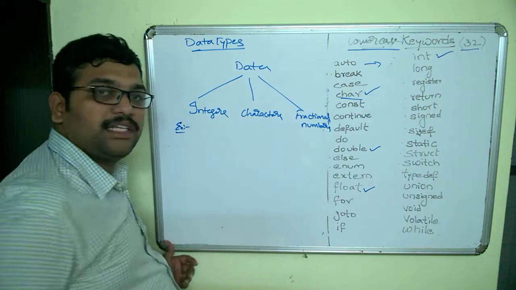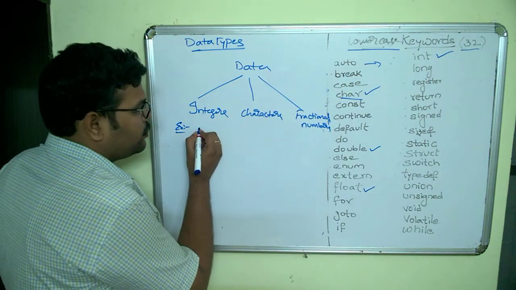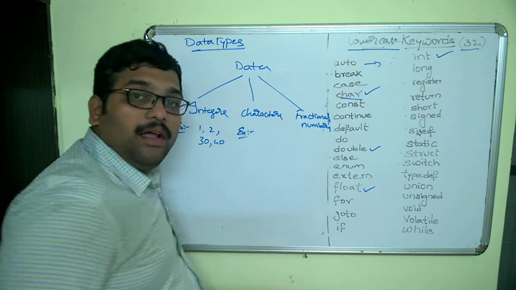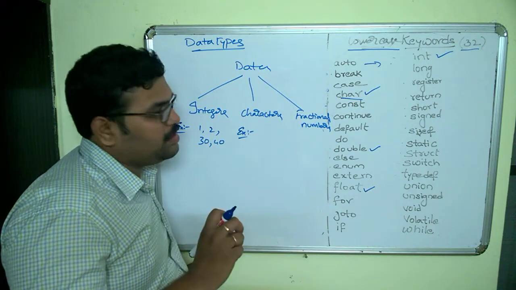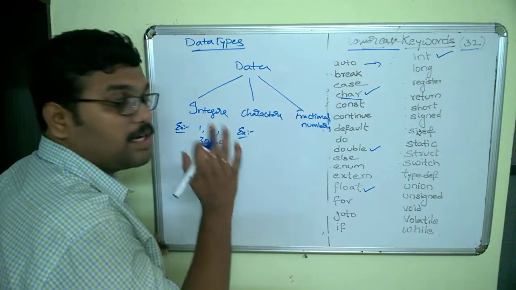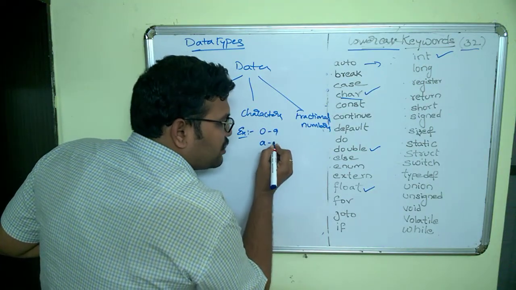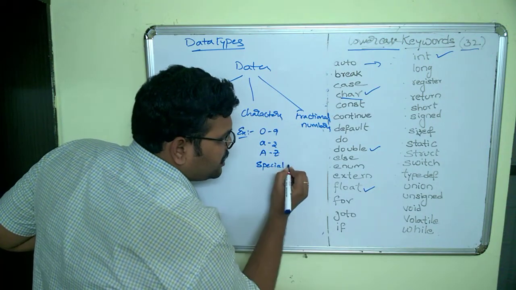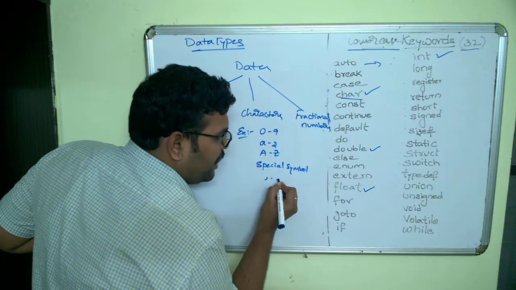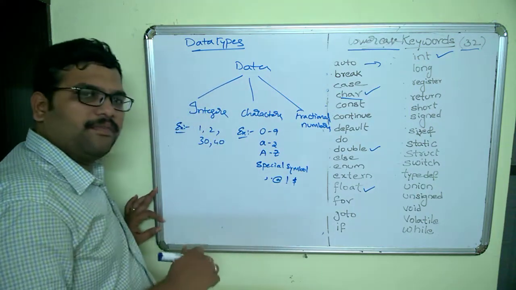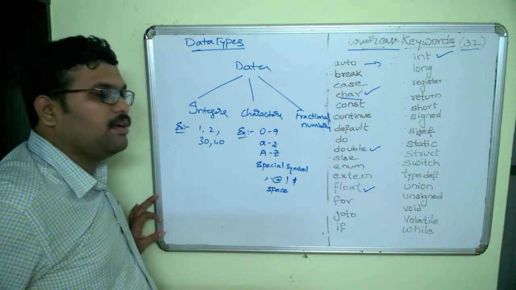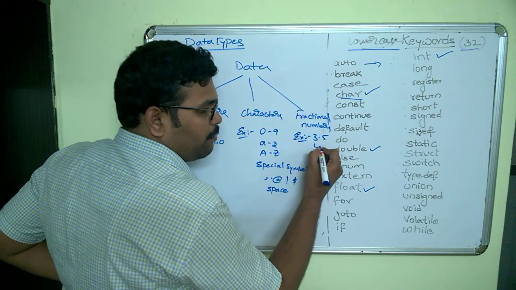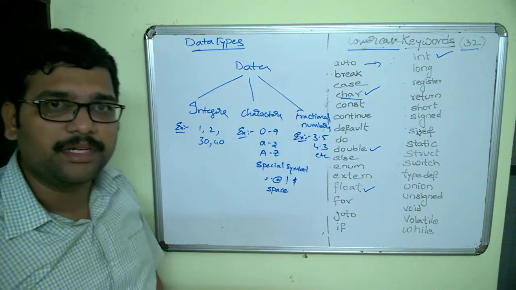Coming to integers, all the natural numbers we can say are integers. So 1, 2, 30, 40, any natural number can be considered as an integer. And characters, any special symbols, alphabets or numerical data will come under character. So 0 to 9, small letters a to z, capital letters A to Z, and all the other special symbols, that means comma, full stop, at the rate, exclamatory mark, dollar, everything including the space. A white space is also a character. And coming to the fractional numbers, which have a decimal part, that is 3.5, 4.3, etc. All the decimal numbers we call fractional numbers.